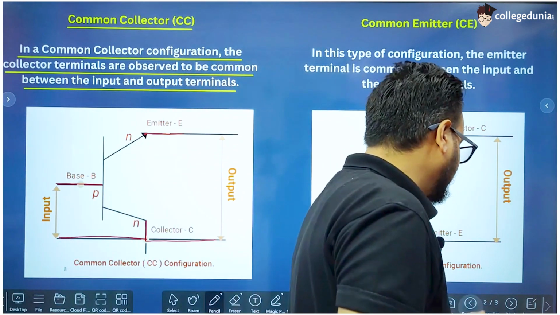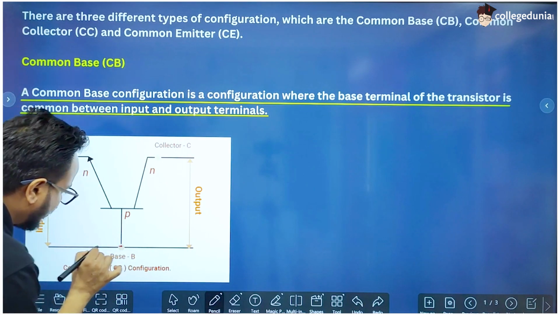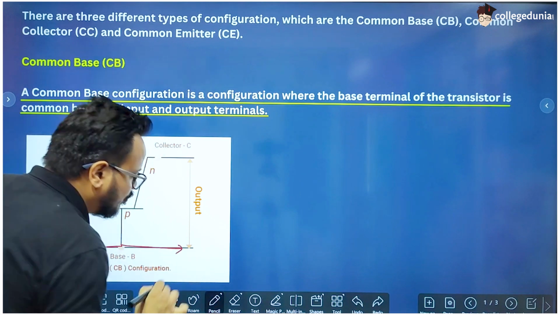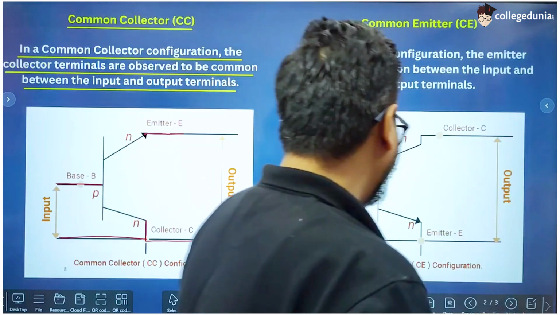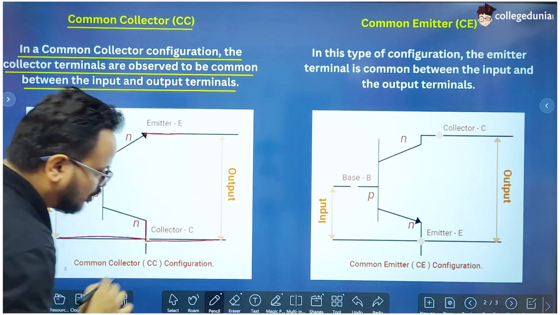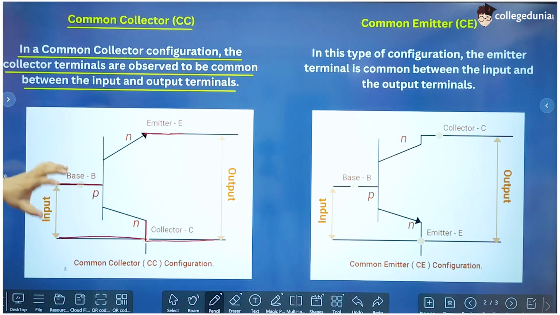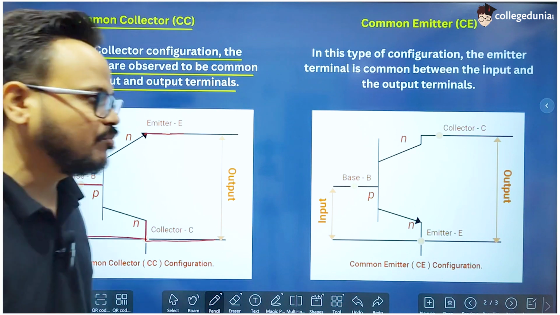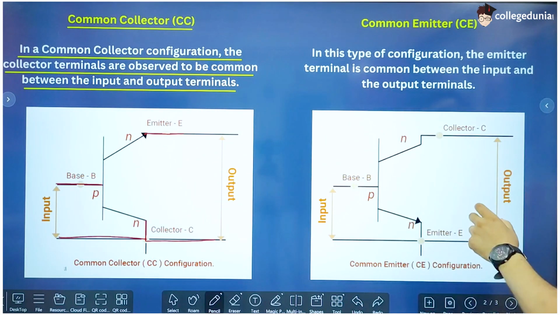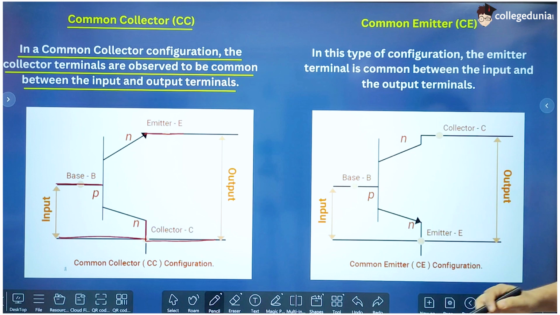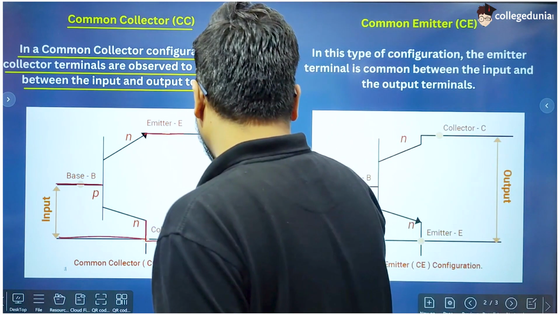Just like the base was here, base was connected to both input and output, and here we have collector connected to both input and output. So this is called the common collector configuration, where collector is common to both input and output terminals or junctions. Now the third one is the common emitter configuration.